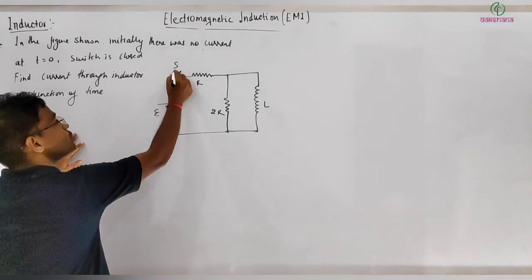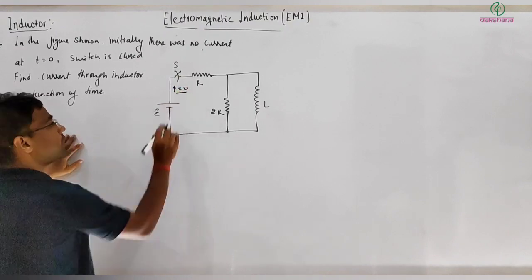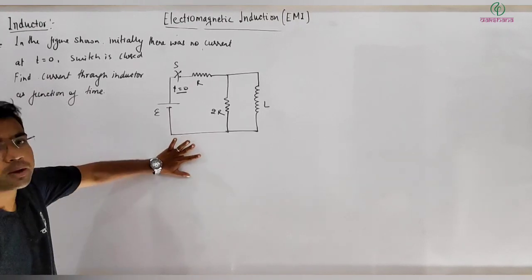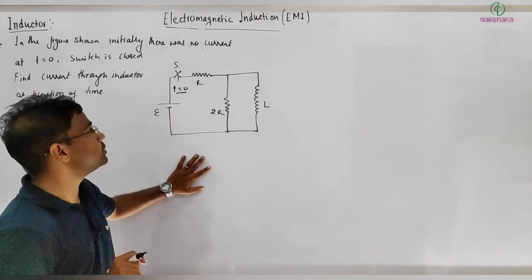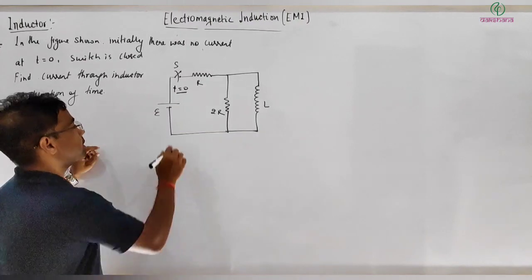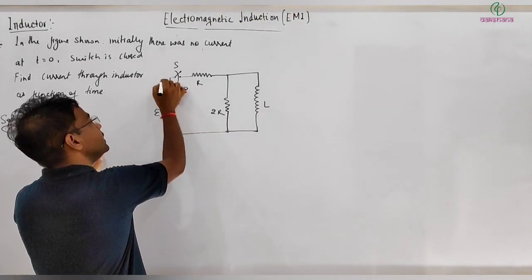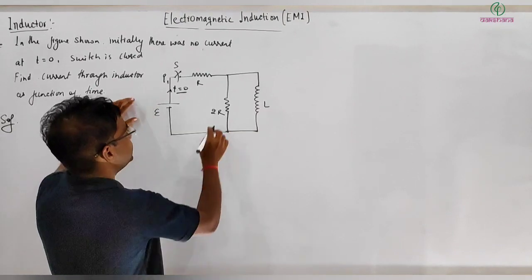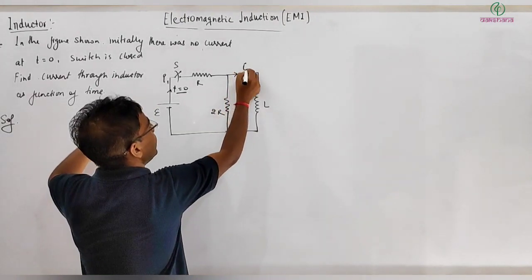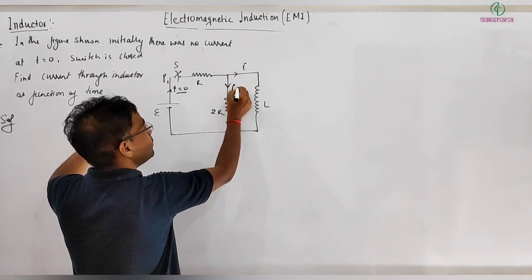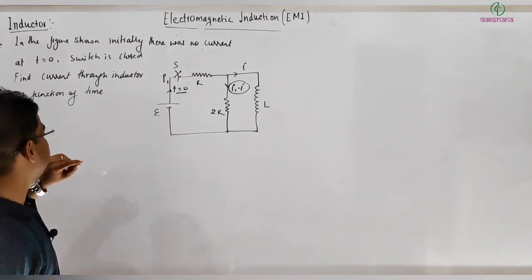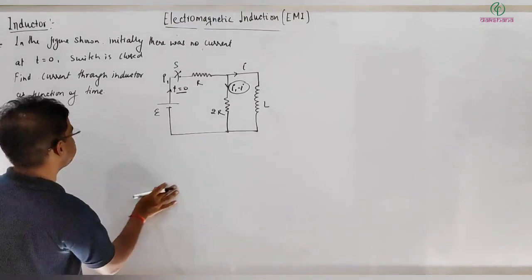At t equal to 0, this switch is closed. Now this is the circuit. You are asked to find the current through the inductor as a function of time. So this is the problem. The basic approach for solving this type of problem is, let's say current I1 is flowing from the battery, and it's passing I from here, then it will be I1 minus I through this resistor. The basic approach is to apply KVL.